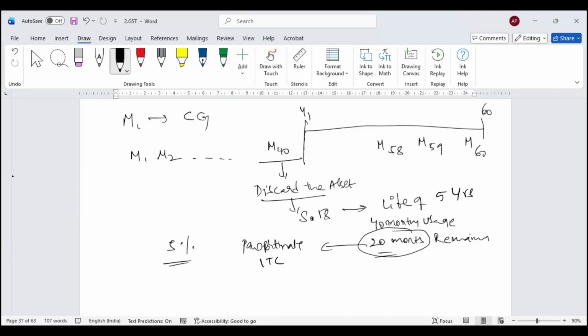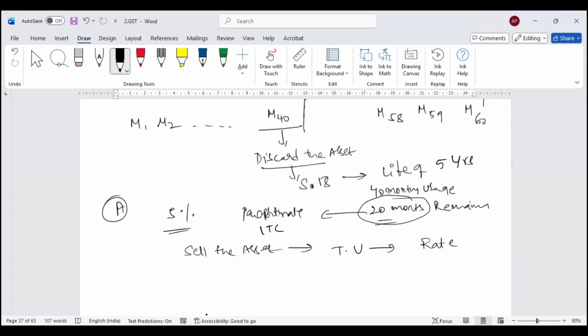Ideally 18 months, 6 quarters, these are 18 months. The remaining part of 1 month, I'll round it off. 18 months, I'll find out. This I'll call as, say, A. You are going to sell the asset. On sale, I have a transaction value. I call it TD. On this, I'll apply the GST rate, 18%, whatever is there. The GST payable on this transaction value, I call as B.